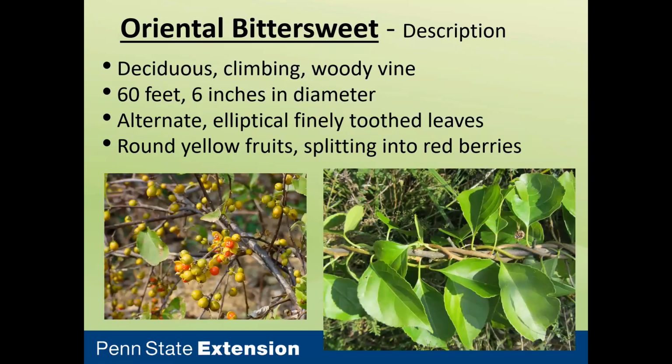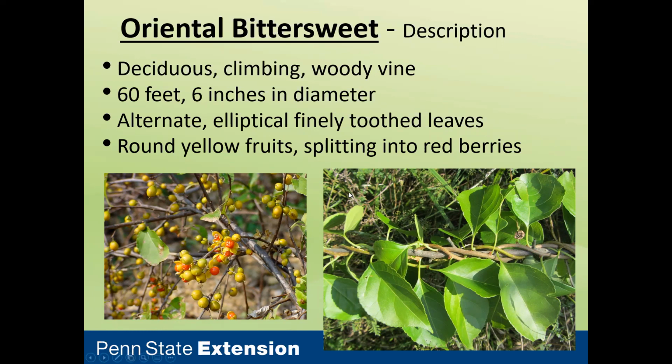So Oriental bittersweet, this is a perennial climbing woody vine, so it's deciduous. 60 feet tall, 6 inches in diameter, no problem. It can climb up the largest trees in your woodlot without any trouble because it's a twining vine. So it'll twine or climb and circle around even grapevines or other trees in your woods. It'll strangle itself even. It'll twine so much.